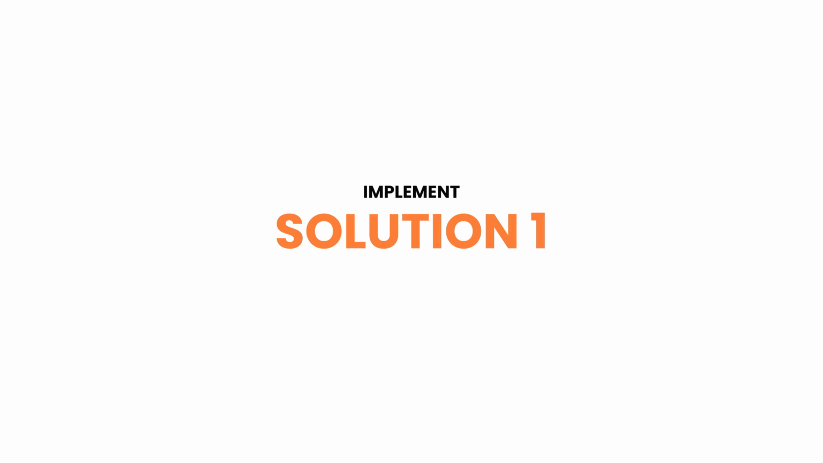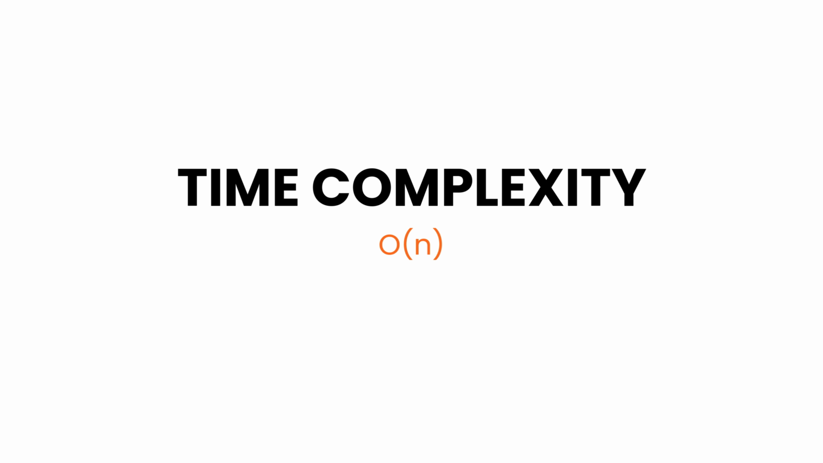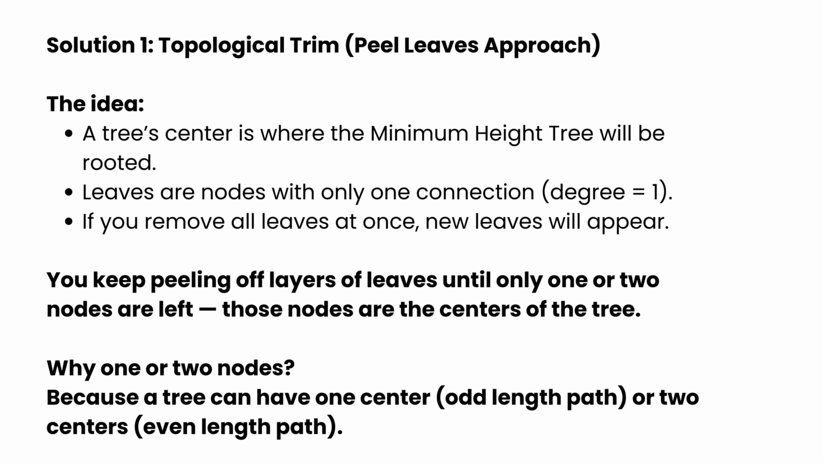Now let's solve solution 1 for the minimum height trees problem. This time, we'll use a technique called topological trim, also known as peeling the leaves. I'll walk you through the idea first, then explain the entire code line by line in simple and clear language. Time complexity is O(n), where n is the number of nodes in the tree. We visit every node and every edge only once.